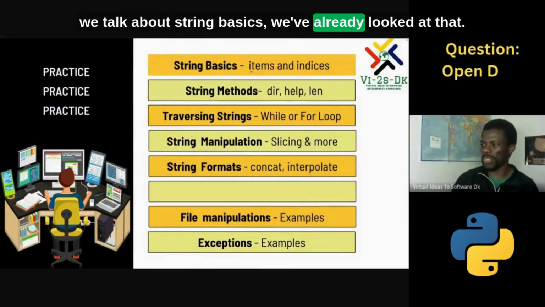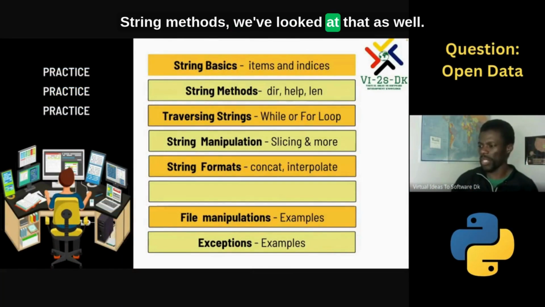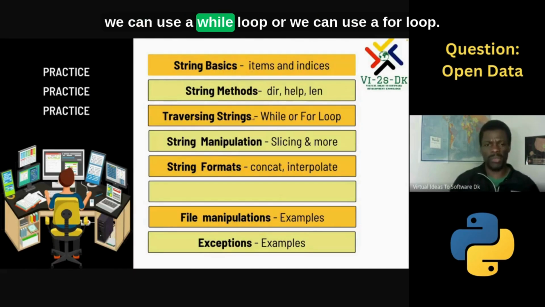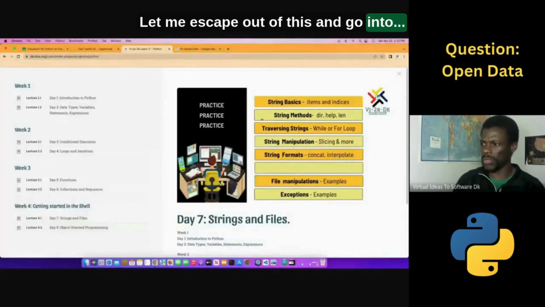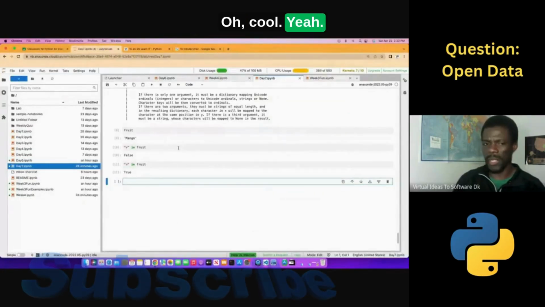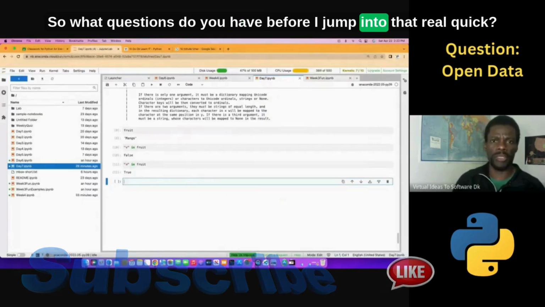Talk about string basics, we've already looked at that. String methods, we've looked at that as well. If we need to traverse a string, we can use a while loop or we can use a for loop. So let me escape out of this and go into our code. Yeah. So what questions do you have before I jump into that real quick?